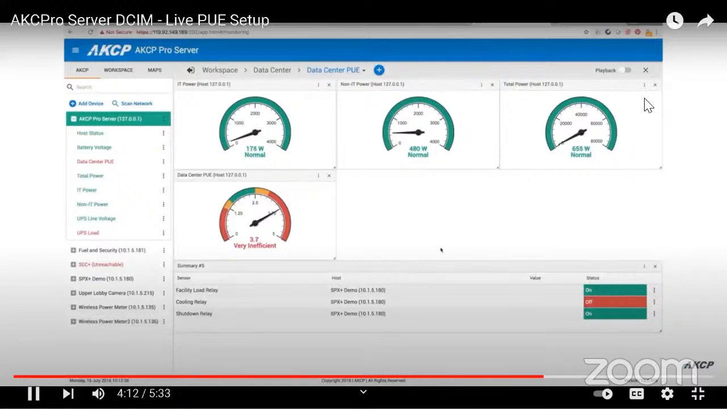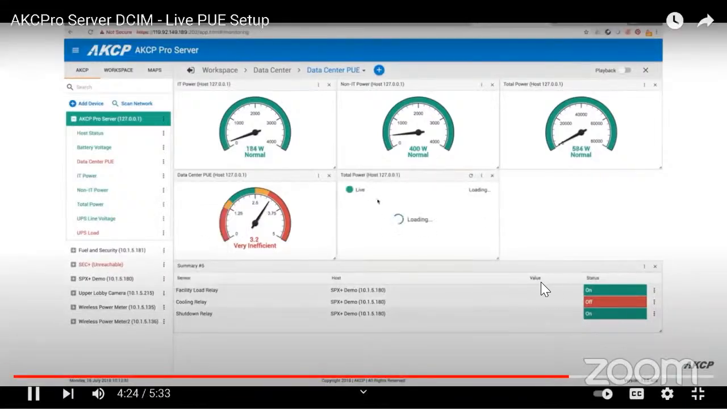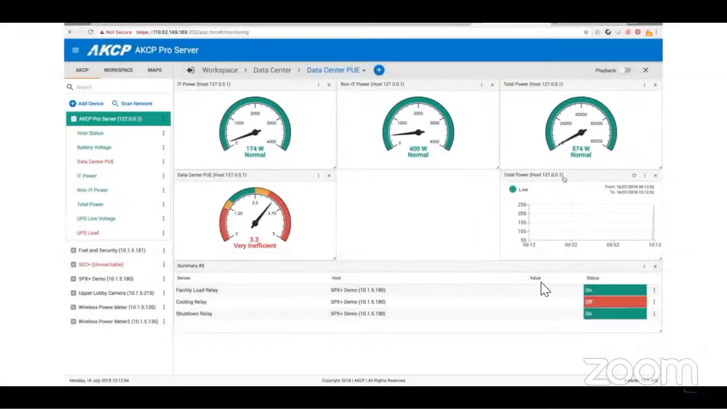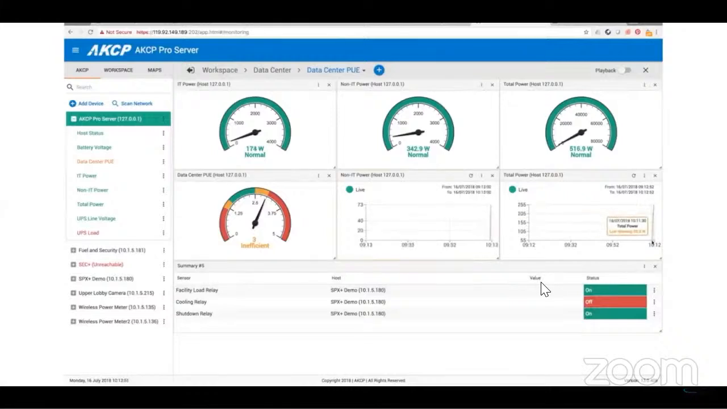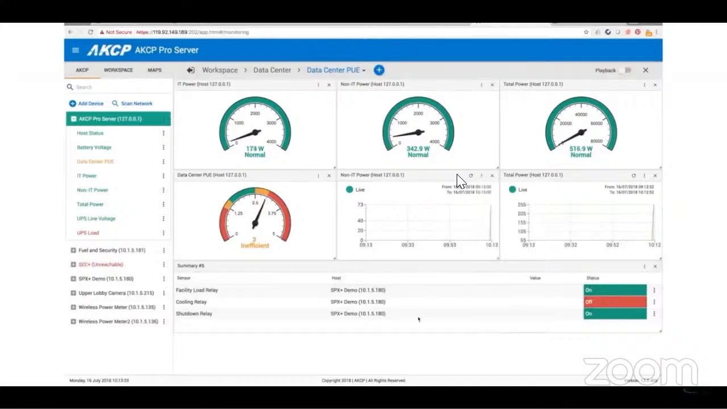And then the final thing I want to add into here is our graph. So we will put in a graph of our total power. So we just go to Open Graph. And we'll also put in a graph of our non-IT power. And these will now begin graphing over a period of hours, or we can change this to days, weeks or months. We can choose the scale of the graph here. And that's it. That's basically how we set up our PUE virtual sensors here in AKC Pro Server.